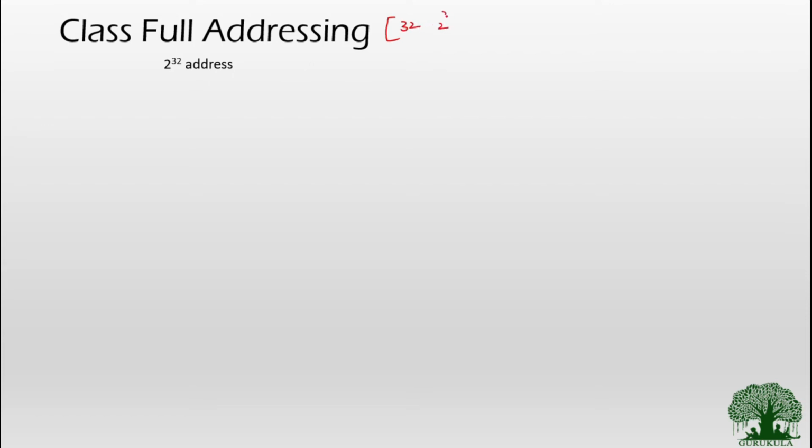So 2 to the power 32 will be the total address space I have. I guess everyone will be clear with this. So totally I will have 2 to the power 32 addresses, and what I have to do is divide this entire address space into 2 blocks. So how can I divide that into 2 blocks?